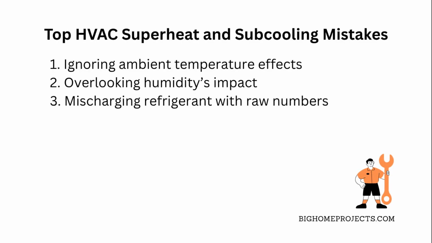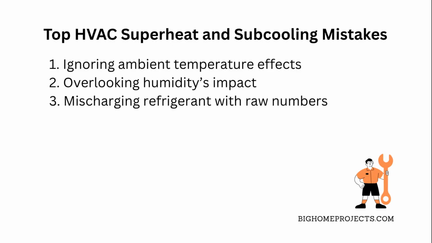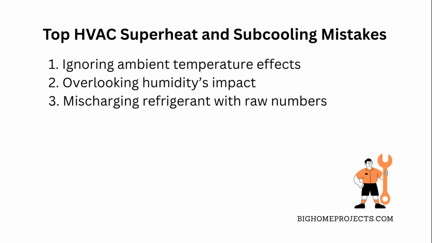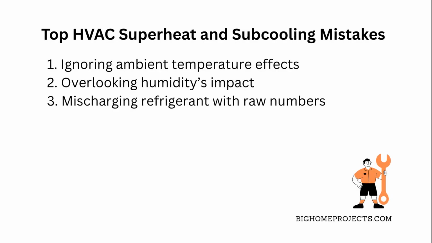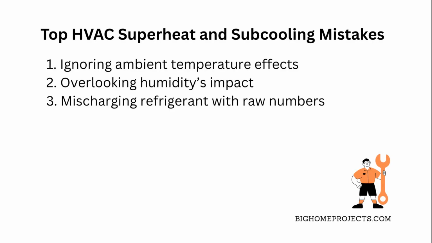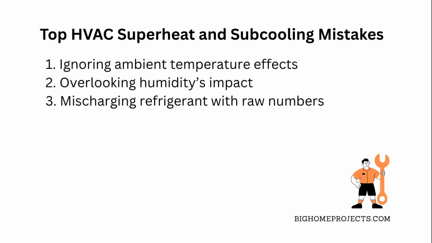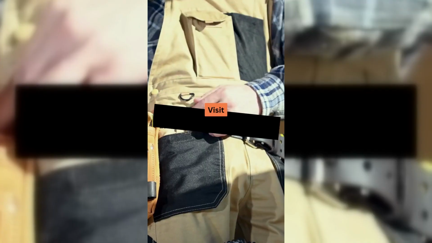Second, some technicians mess up by not accounting for humidity's effect on heat transfer. Fix this by measuring both temperature and humidity when you're taking readings. Third, overcharging or undercharging refrigerant because they trust raw numbers instead of adjusted ones. So double-check your calculations with environmental factors before topping off the system. Getting these right means your HVAC won't be working overtime or wasting energy.